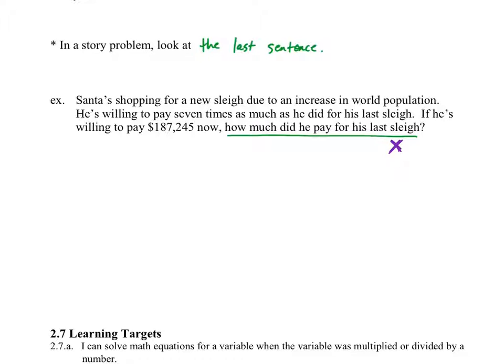And he's willing to pay 7 times as much as he did for his last sleigh. So he's willing to do 7x, or you could view it as 7 times x. 7 times the amount for the last sleigh is what he's willing to pay. And it says he's willing to pay $187,245. You're like, holy smokes.